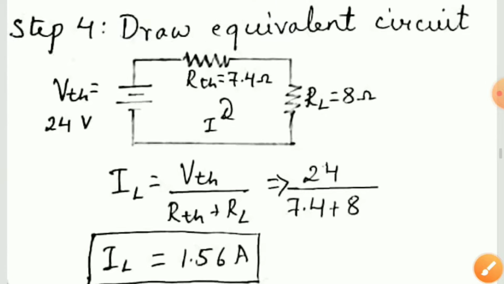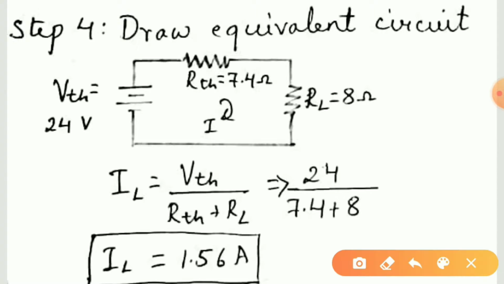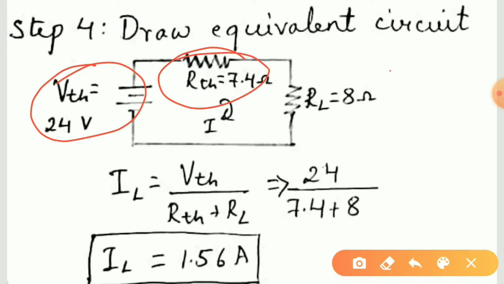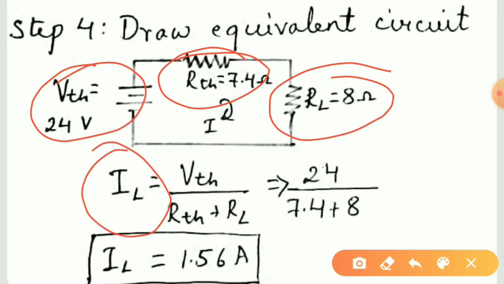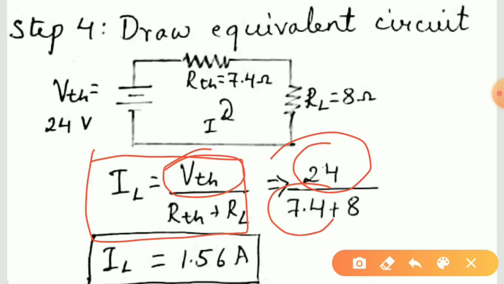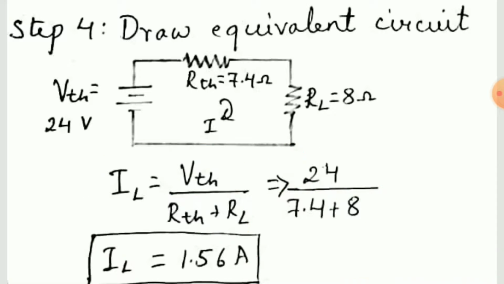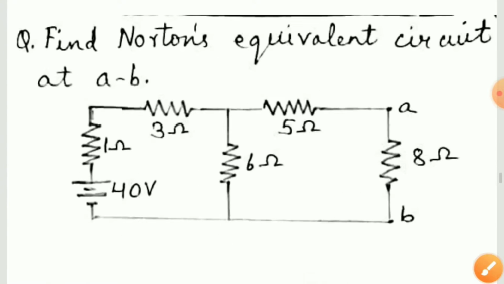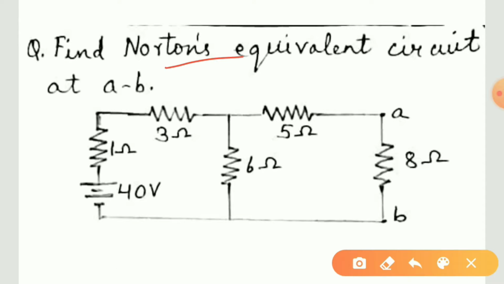Step 4 is to draw equivalent Thevenin circuit, which is obtained by drawing VTh in series with RTh, which in turn is in series with load resistor RL. In order to find load current, which can be obtained from the equation IL is equal to VTh upon RTh plus RL, we know value of VTh, that is 24, RTh 7.4 and RL is 8 ohm. Substituting the values, we get IL is equal to 1.56 amp. Let us solve the same question with Norton's equivalent circuit.